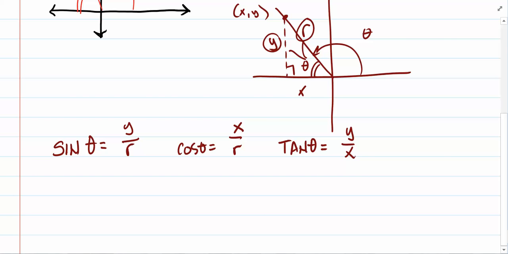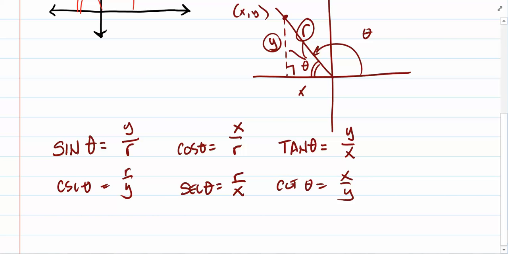So if we know the top 3, do we know the bottom 3? Sure. Yeah. Cotangent of theta is x over y. Secant of theta is r over x. And cosecant of theta is r over y. Now, of course, x and y cannot be 0, otherwise we get some undefined terms.